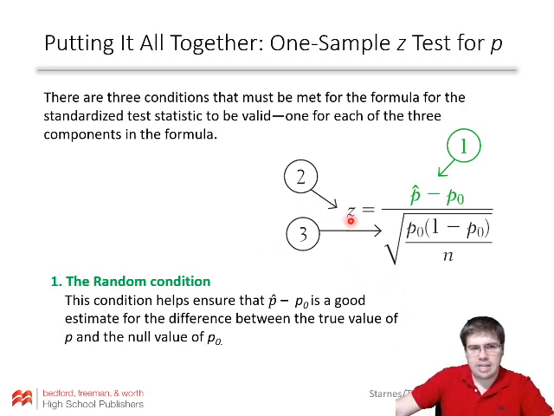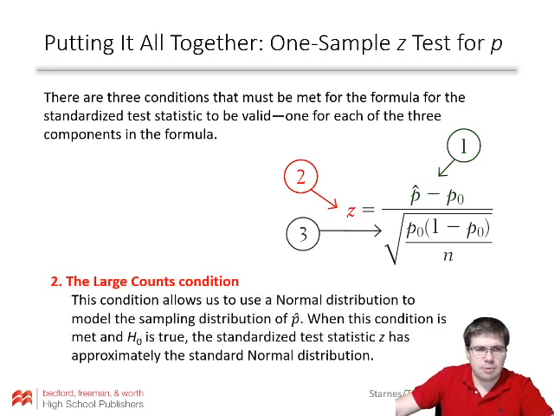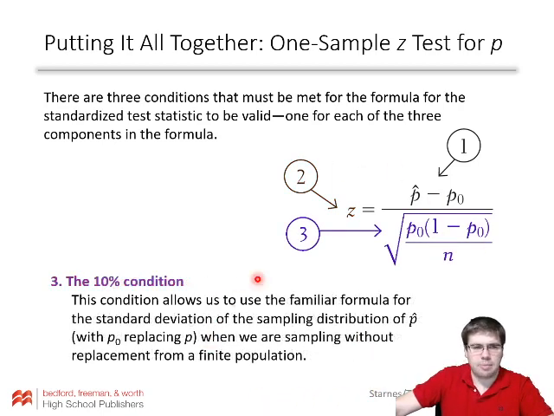The second condition they're writing in here is z. I don't always do that one second. I usually do that one third. But that's basically that we're doing a normal distribution, and that's our large counts condition. N times p and n times 1 minus p need to be at least 10. So the shape of that sampling distribution is approximately normal. So that's one, and then the last one is that standard deviation formula requires independence, which requires the 10% condition. So this allows us to use the familiar formula for the standard deviation of the sampling distribution of p hat, with p naught replacing p when we are sampling without replacement from a finite population.